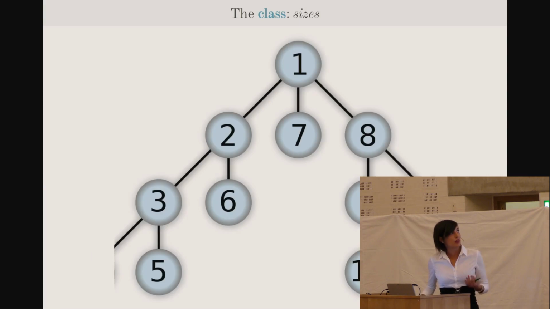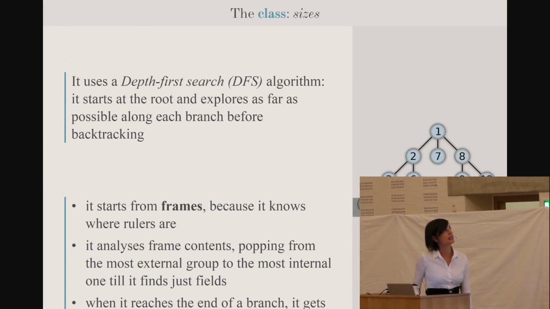To define the size of objects, the class uses a depth-first search algorithm. A DFS algorithm starts at the root, or selects some arbitrary nodes as the root, and explores as far as possible along each branch before backtracking. That's exactly what our class does. It starts from frames, because it can read in the script information about the rulers that I used to enclose them. And considering the available space, it can calculate their size.